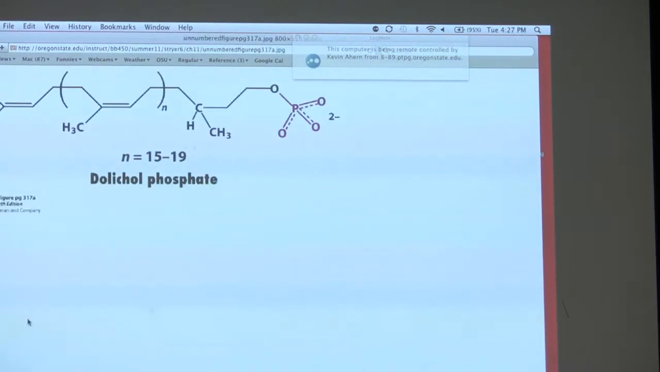What I'm going to show you now is how the N-linked ones actually get made in the Golgi apparatus. I'm sorry, in the endoplasmic reticulum. I can't even get it straight.